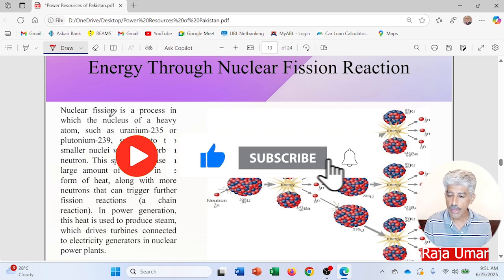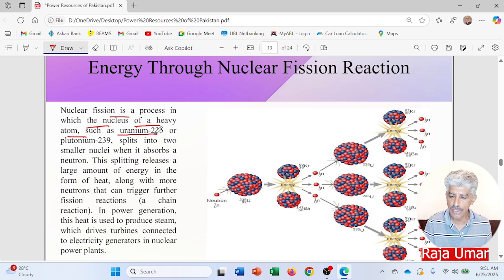And nuclear fission is a process in which the nucleus of a heavy atom such as uranium-235, this is the atomic mass of uranium, or plutonium-239, splits into 2 smaller nuclei when it absorbs a neutron, or when it is hit by a neutron at the nucleus of the bigger atom like uranium, it breaks down into two smaller atoms, barium and krypton, and a lot of energy is released.